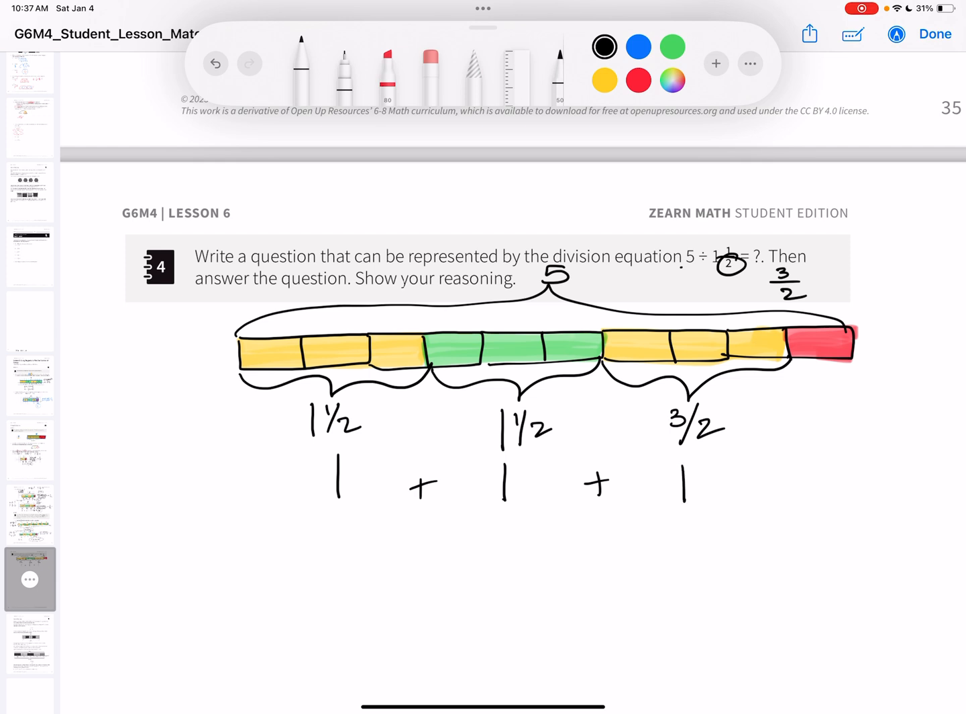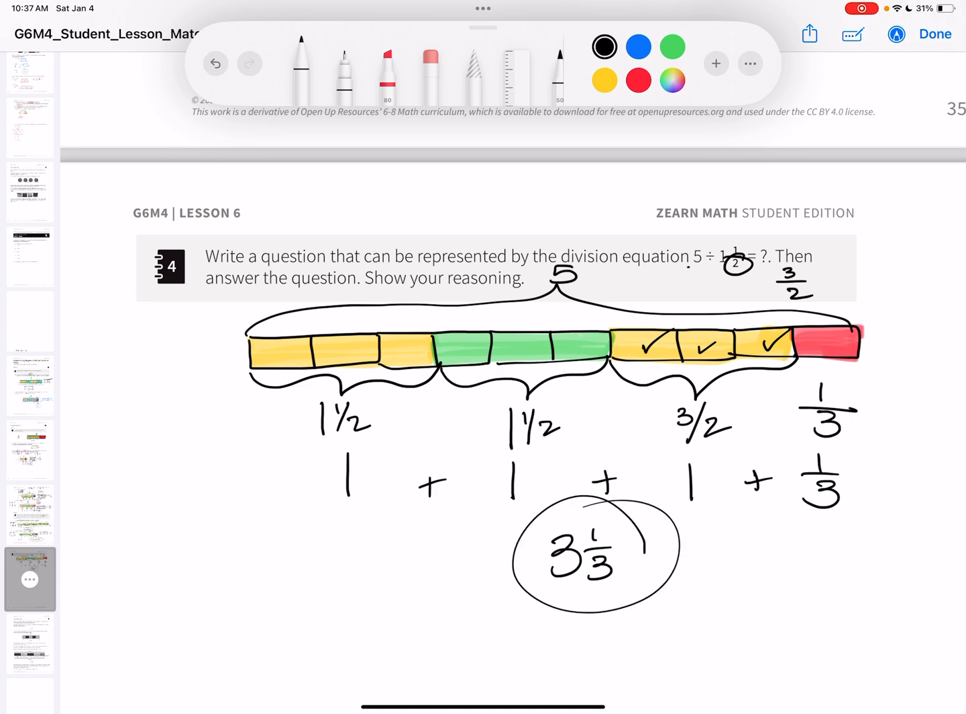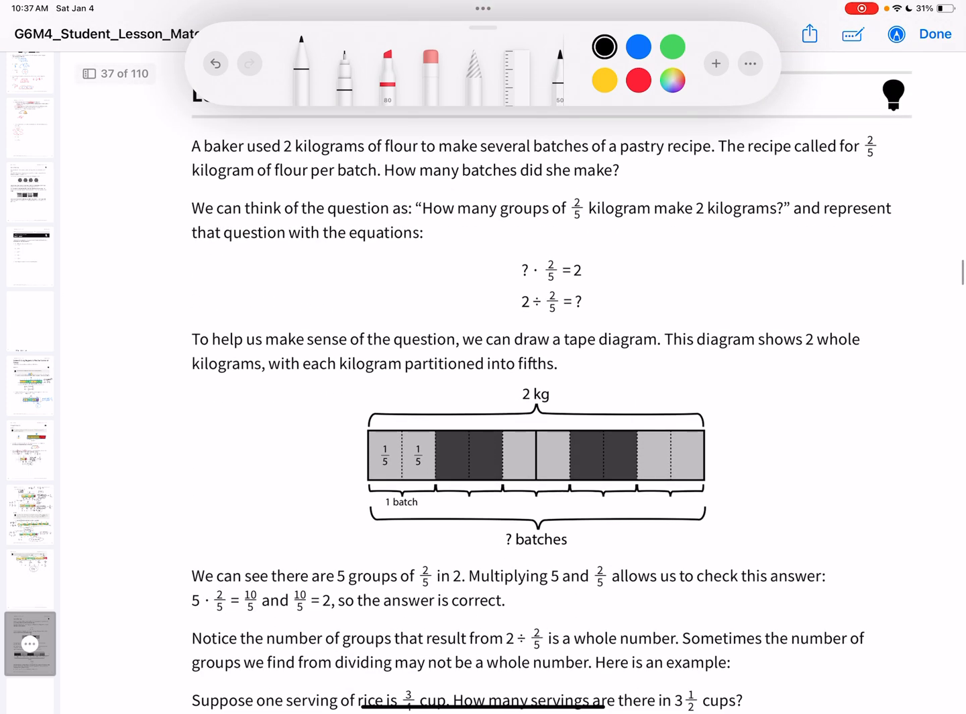Now remember, number of leftovers. So our number of leftovers is 1. And the number in each group is 1, 2, 3. So this is plus 1/3. So that's 1, 2, 3 and a third. 3 and 1/3 is our answer. Okay, please review your lesson summary.